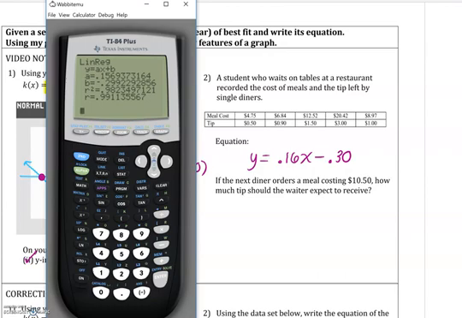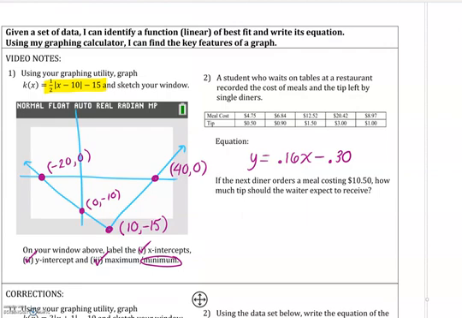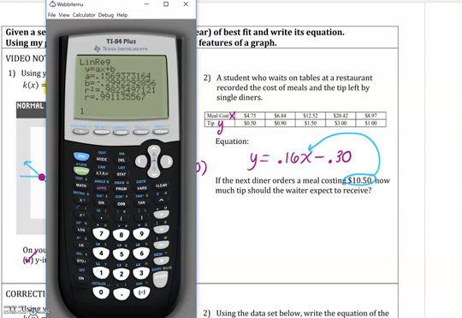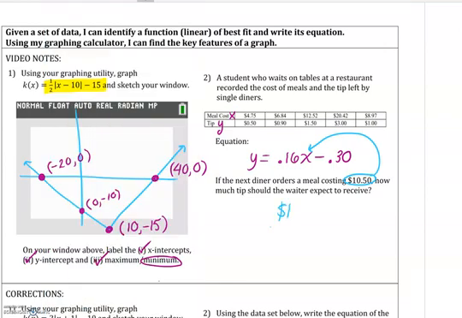So now if I go ahead and answer the next part, it says if the next diner orders a meal costing $10.50, how much tip should the waiter expect to receive? So if I look at my data that I entered in, we said our meal cost was the X and our outcome was the Y because the tip depends on how much money you spend. So we're going to take this cost of $10.50 and put it in for my X value. So I'm going to have 0.16 times 10.50 minus 0.30. And it looks like the tip is estimated to be $1.38.